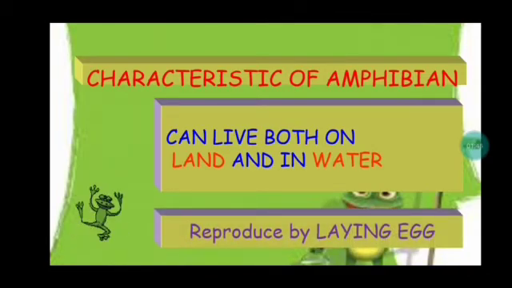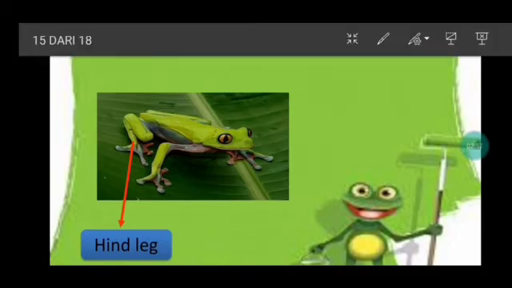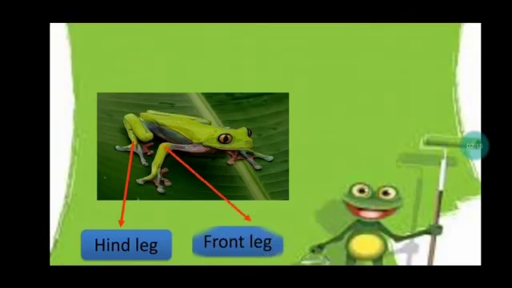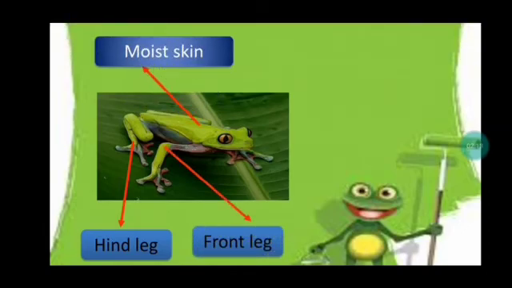And then the next characteristic, they reproduce by laying eggs. So this is similar to reptile, similar to the bird, similar to the fish. Sama dengan ikan juga bertelur. And then the next, you can see the picture here, the body characteristics, ya. The frog, amphibian, they have hind legs, punya kaki belakang yang kuat. The powerful hind legs for frog, and then front legs, punya kaki depan juga. And then they have moist skin, punya kulit yang tetap lembab.